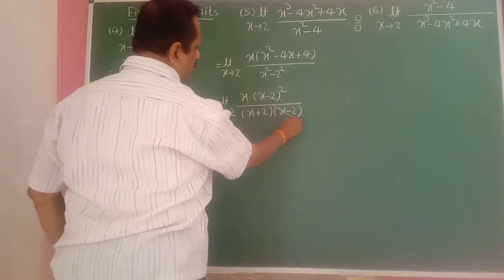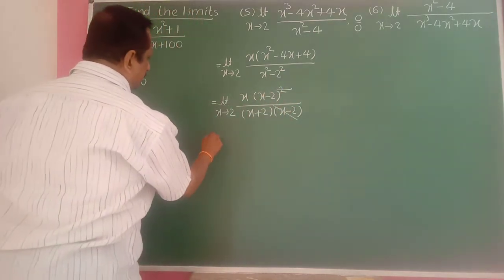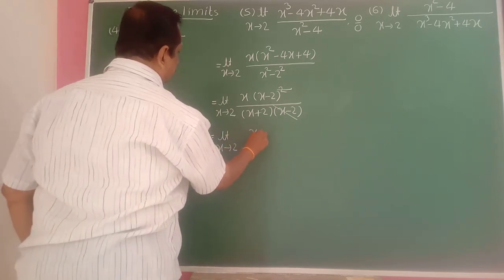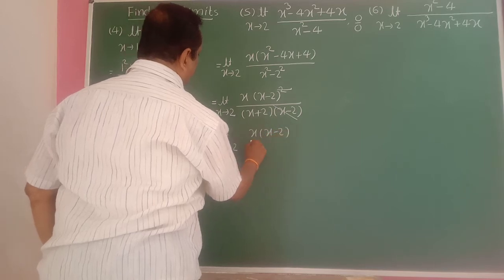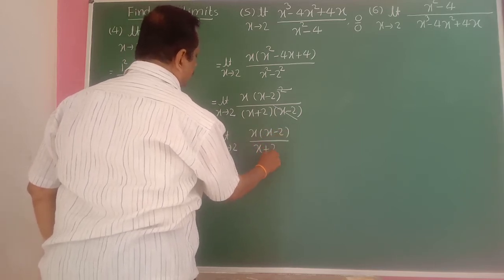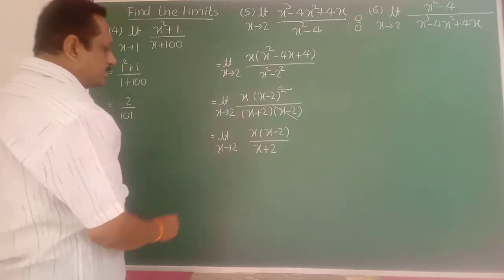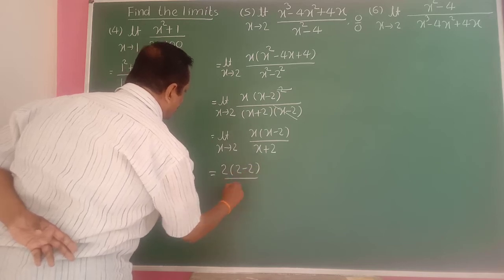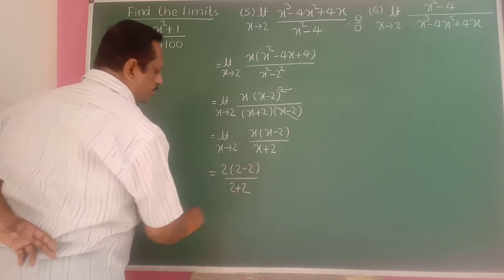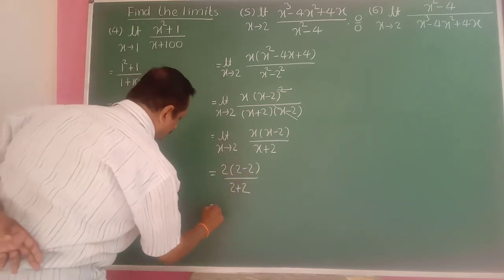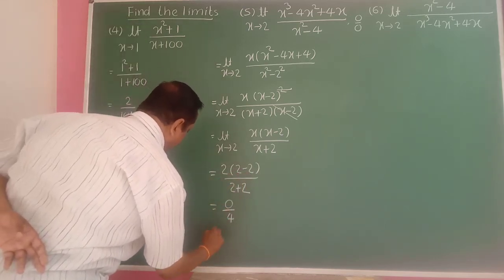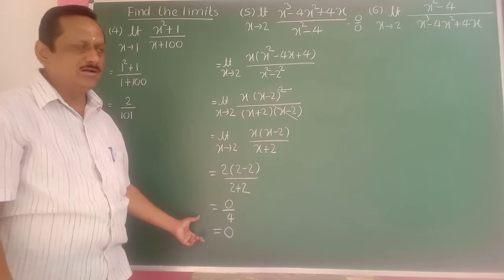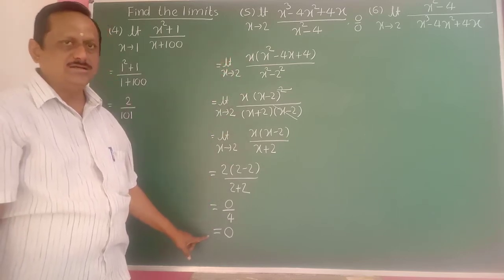Then x minus 2 and one x minus 2 get cancelled here. So limit of x tending to 2 of x into x minus 2 divided by x plus 2. Now substitute x value 2. Therefore 2 into 2 minus 2 divided by 2 plus 2. 2 minus 2 becomes 0, so 0 divided by 4 becomes 0. So 0 is also a definite value. So the value of this limit is 0 here.